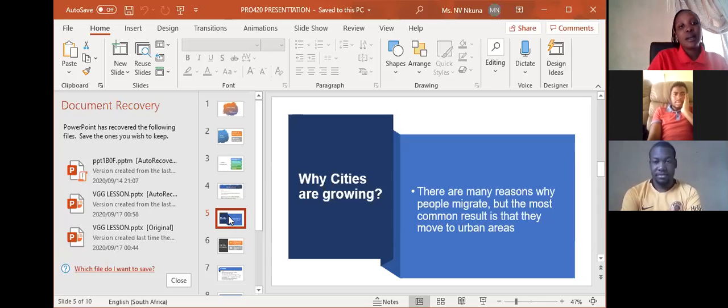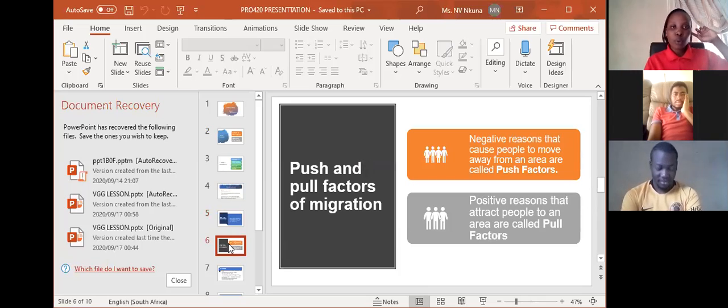All right. So let's look at the push and the pull factors of migration. Negative reasons that cause people to move away from an area are called push factors. And the positive reasons that attract people to an area are called pull factors.